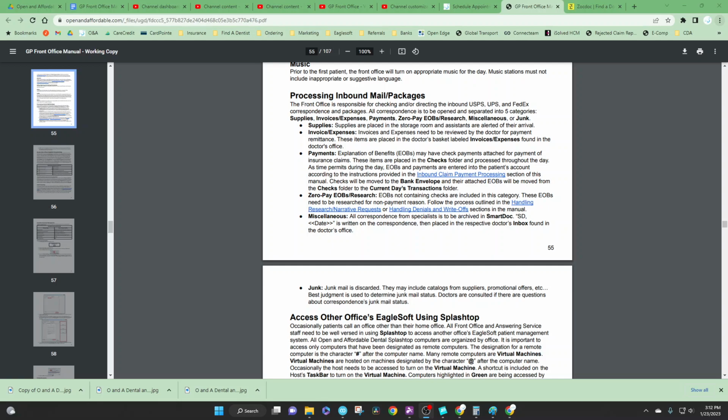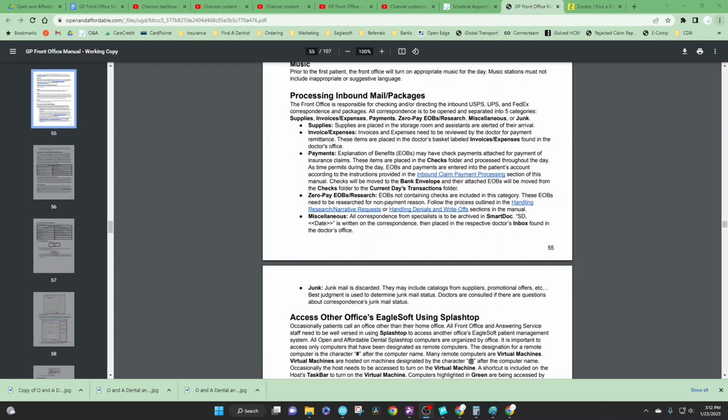So, offices have different ways that they receive inbound mail. Some offices have a post office box. Sometimes the mail is directly delivered to the office. So, check with your owner doctor or your front office to figure out how mail is received at your particular office.